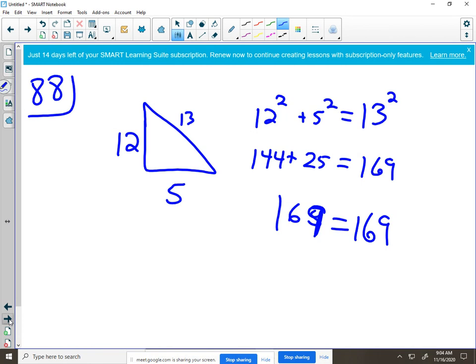What did you add together? 13 squared is 169. 5 squared is 25. 12 squared is 144. Sorry, I got going fast. When I added those two together, I got 169. And if the numbers are the same, yes, it's equal. It works out nice and good.